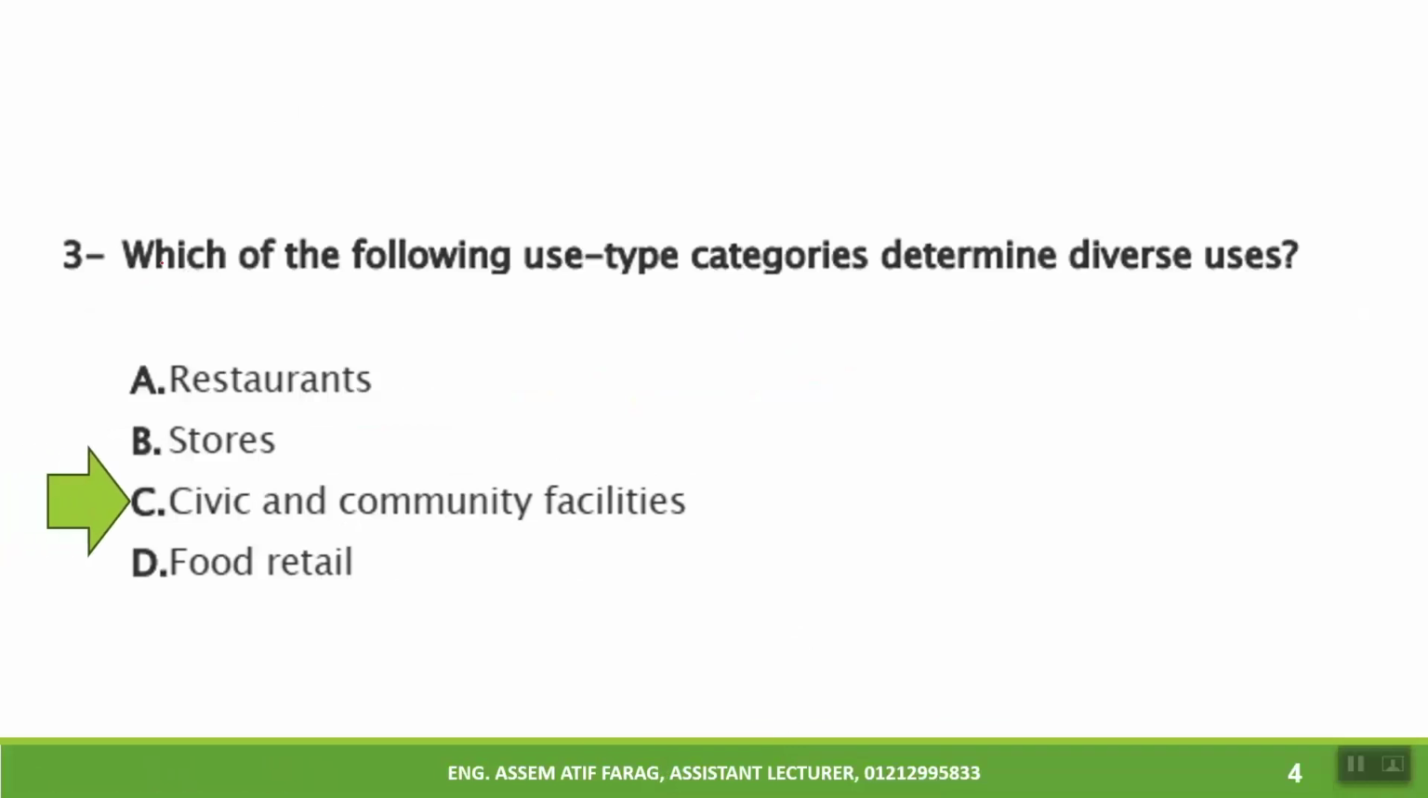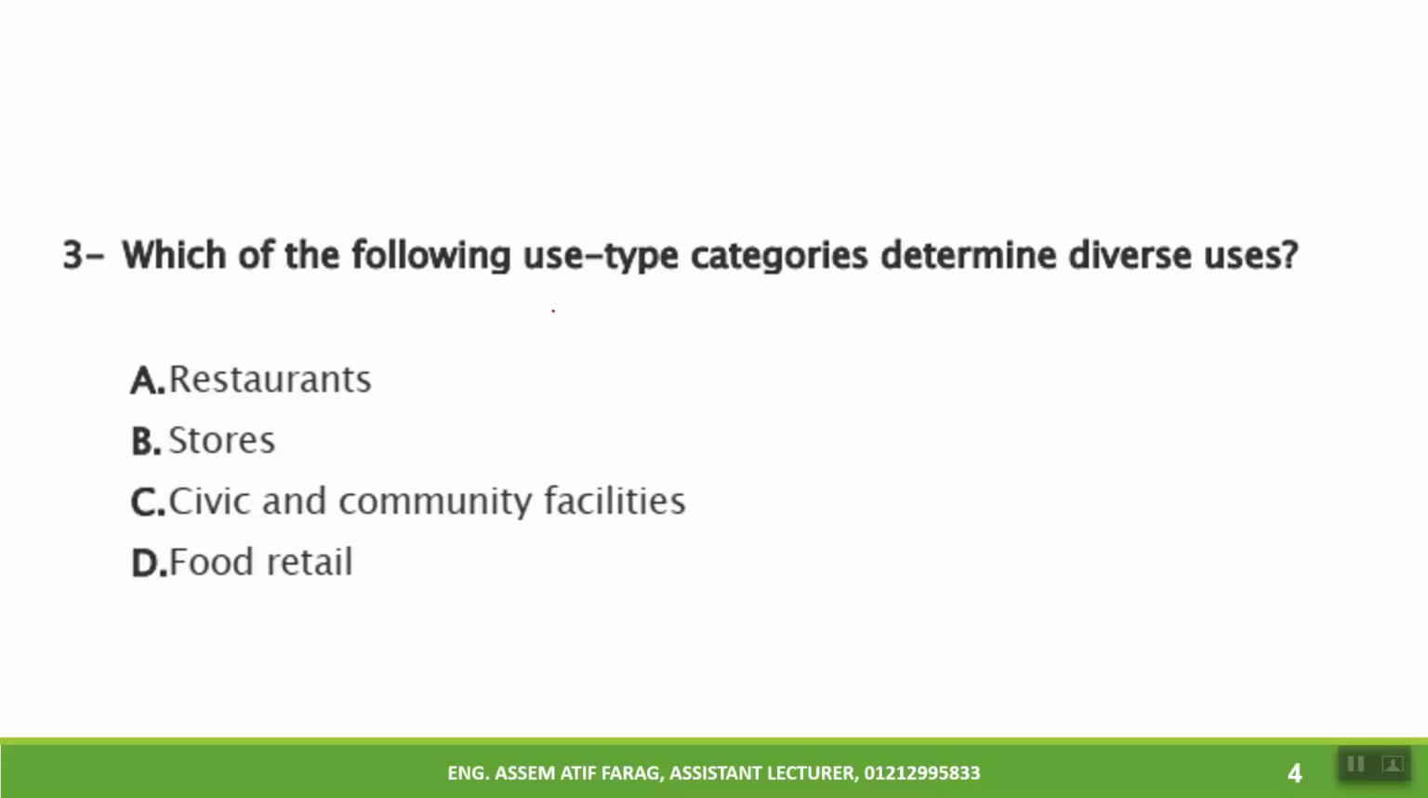In this question, which of the following use type categories determine diverse uses? Some questions have tick marks or checkboxes like these. This means that more than one option can be selected. If we read the question carefully, we can deduce that a diverse use is a distinct officially recognized business or non-profit, civic, religious, or governmental organization. It has a stationary postal address and it's publicly available. It does not include automated facilities such as ATMs, vending machines, or touch screens.